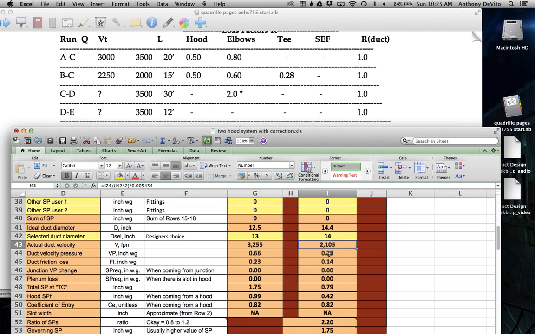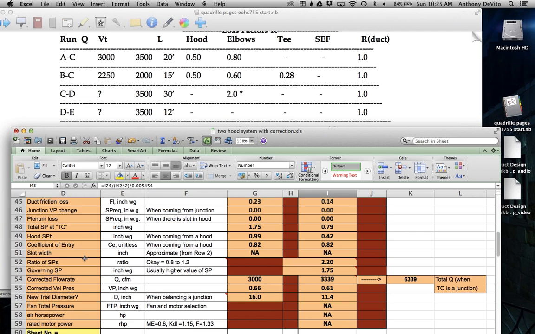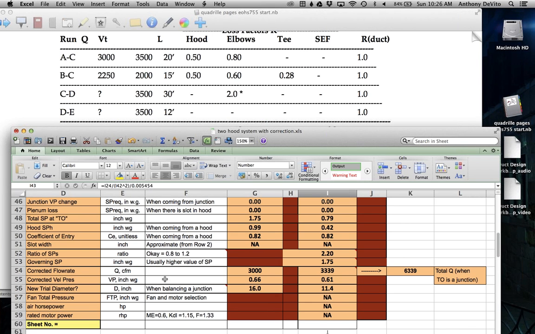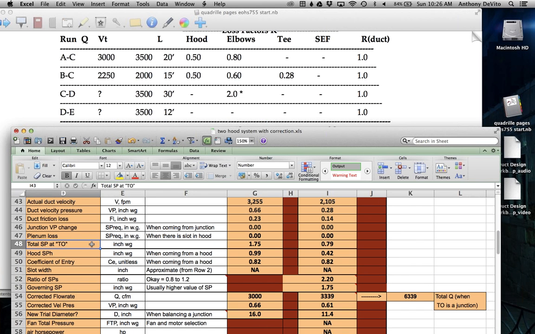Now we've completed this, and this spreadsheet does the calculation for us, and it finds that the hood static pressure is 0.99 for one hood and 0.42 for the other. The static pressure where they come together, at the 2 location, where both of them come together, well, one is 1.75 and one is 0.79. Look how different they are.